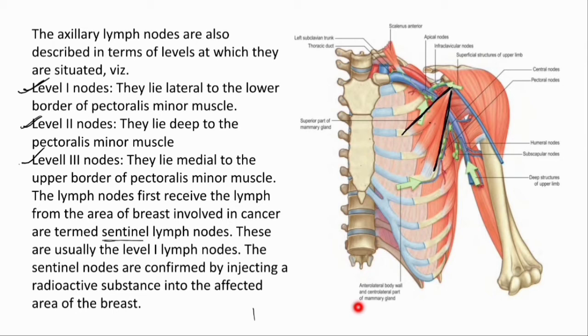And one more clinical name for the lymph nodes is the sentinel lymph nodes. So the lymph nodes which first receive the lymphatics from the breast are named as the sentinel lymph nodes.